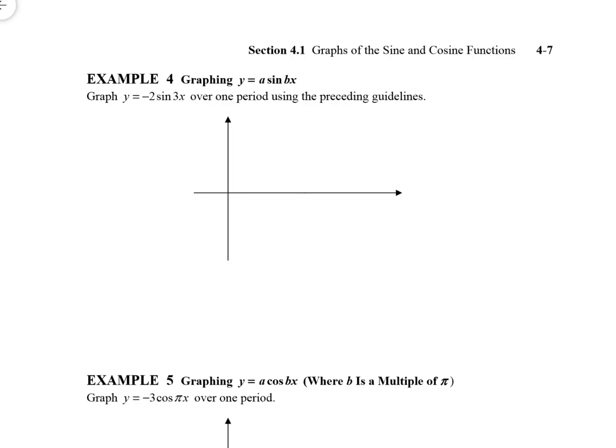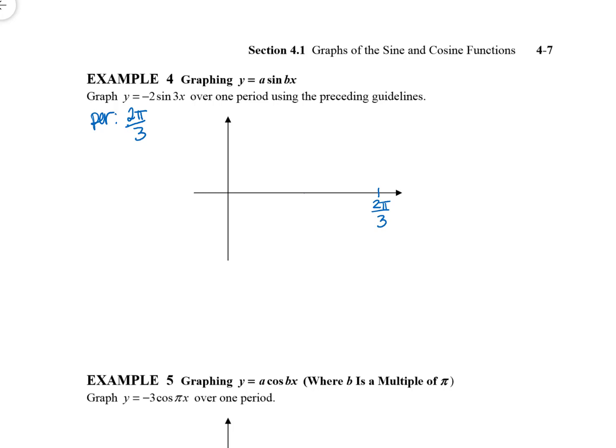Going on to page 4-7, we're continuing to graph sine and cosine functions. In example 4, we're going to graph a sine function. So we start off by finding the period. This is 2 pi over b, and in this case b is 3. So that's our fifth key point.